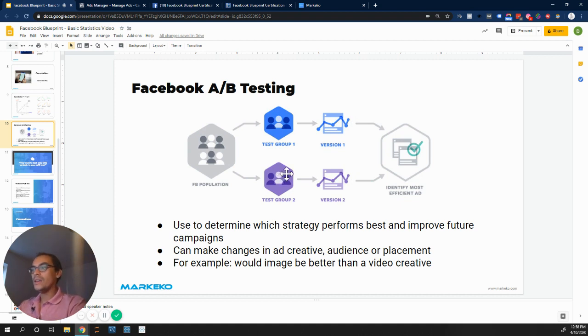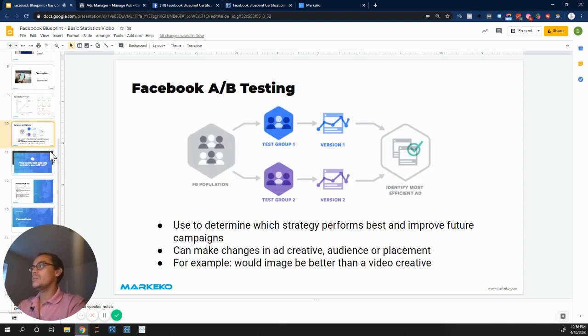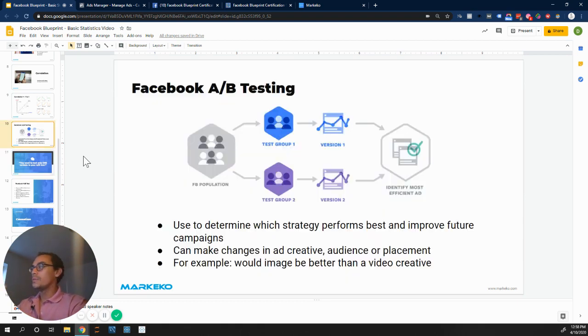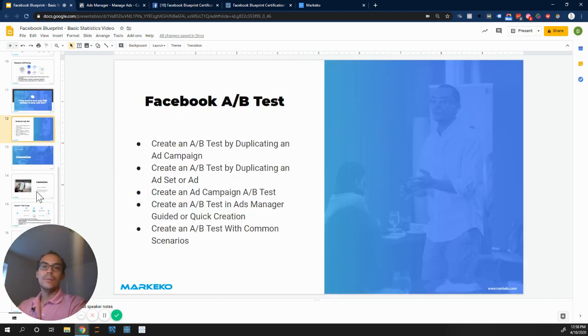So the big thing here is with A/B testing, I'm looking for correlation, right? If I change something, can my campaign perform better? Are there different variables that correlate that I can use to increase the performance? And one of the key things here is you only want to test one thing, right? So I only want to change test group 1 versus test group 2. I don't want to make many changes. I want to change one variable at a time throughout my process.